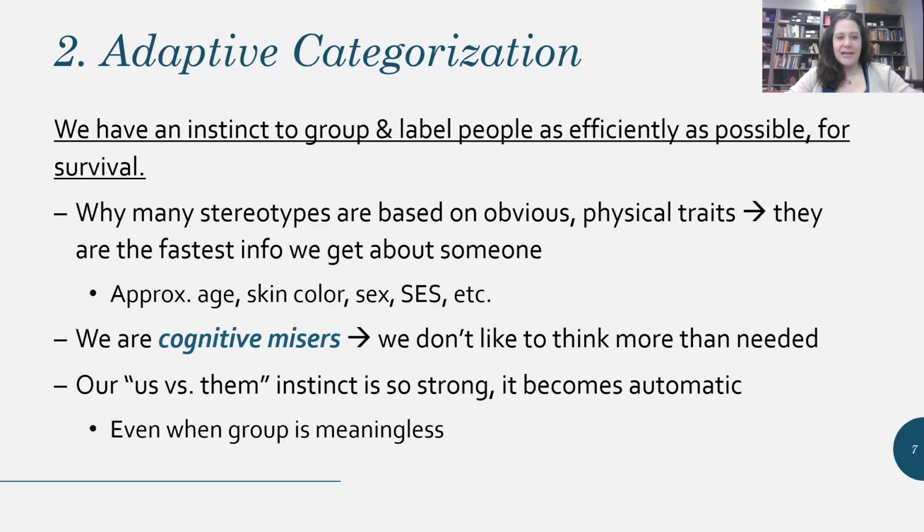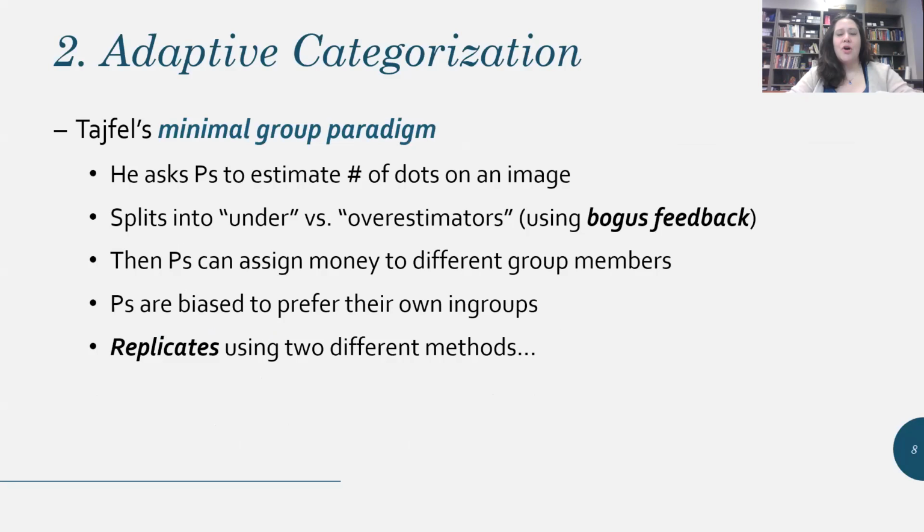One idea is that this instinct, this us versus them instinct, is so strong that it's become automatic and instinctive, even when the group is meaningless. So let me talk a little bit more about that idea on the next slide. There was a researcher named Tajfel who wanted to point out that our instinct to group people and then to favor our own group, our in-group, is so strong that we do this automatically and when a group is meaningless.